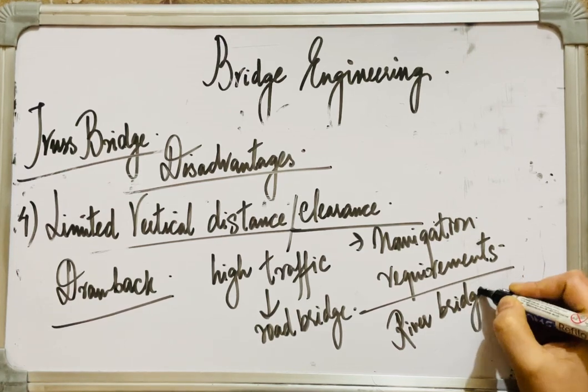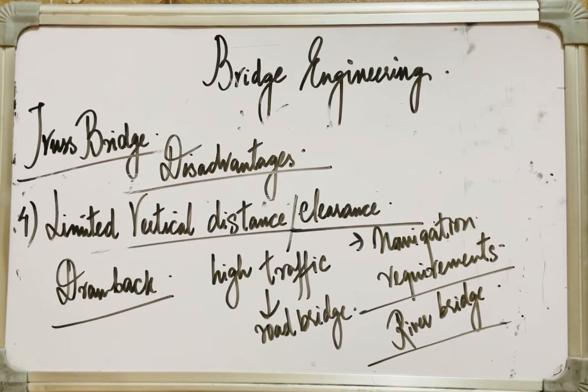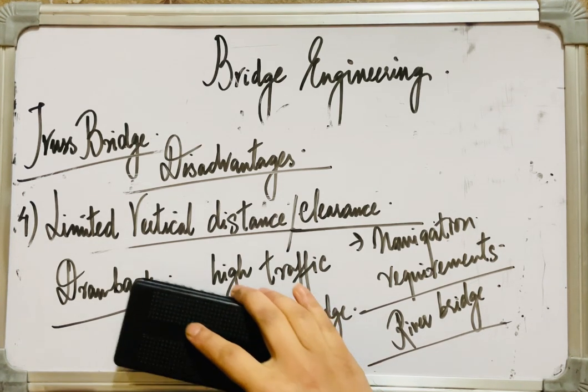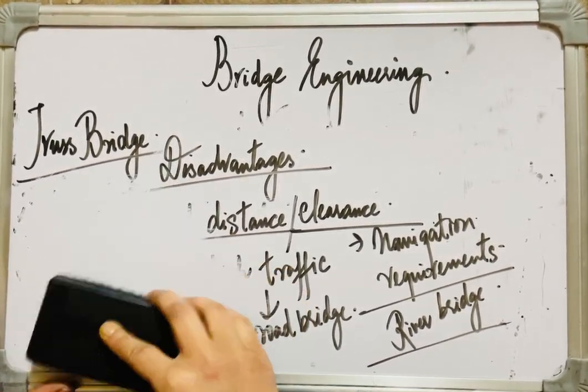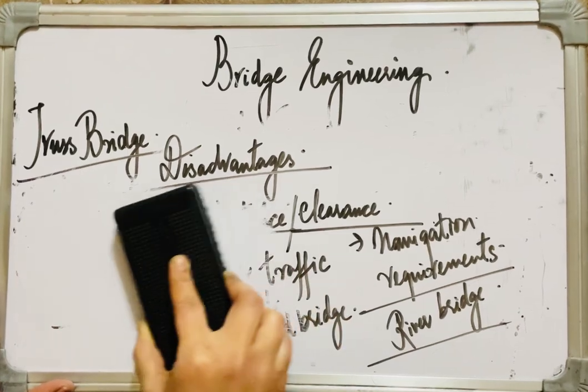So the drawback number 4 of these truss bridges is that depending upon their design, they do not provide as much of a vertical clearance as other bridge types. So this accounts for their disadvantage or drawback, especially in those areas where there are high traffic and navigation requirements. The last disadvantage that we are going to study here about the truss bridges is complexity in design.